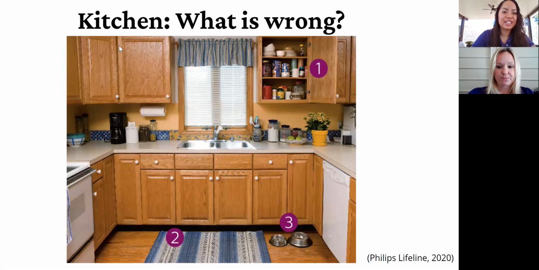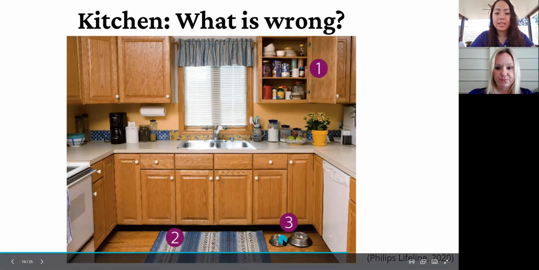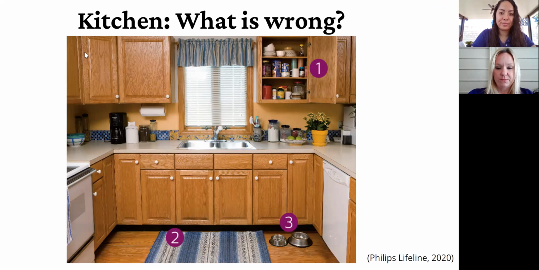So now we can take a look at the kitchen. You see the cabinets filled with kitchen materials there. You see pet feeding pots and the rugs. So let's take a look at what could be changed or what's wrong with this image.